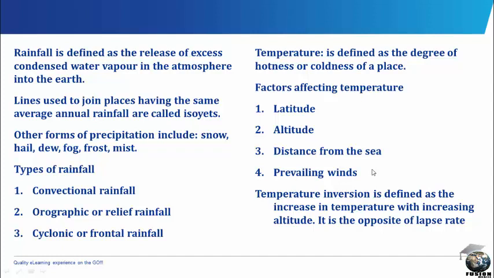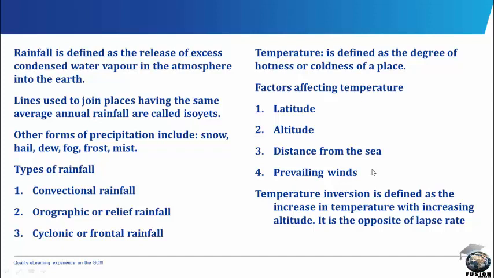1. Convectional rainfall. This occurs commonly in the tropics and temperate regions during summer. It is always torrential or heavy, accompanied by lightning and thunder. 2. Orographic or relief rainfall. This occurs in mountainous or hilly areas. It is formed when moisture-laden air is forced to ascend a mountain barrier. This rain only takes place on the windward side of a mountain, while the other side, the leeward side, experiences little or no rainfall at all.